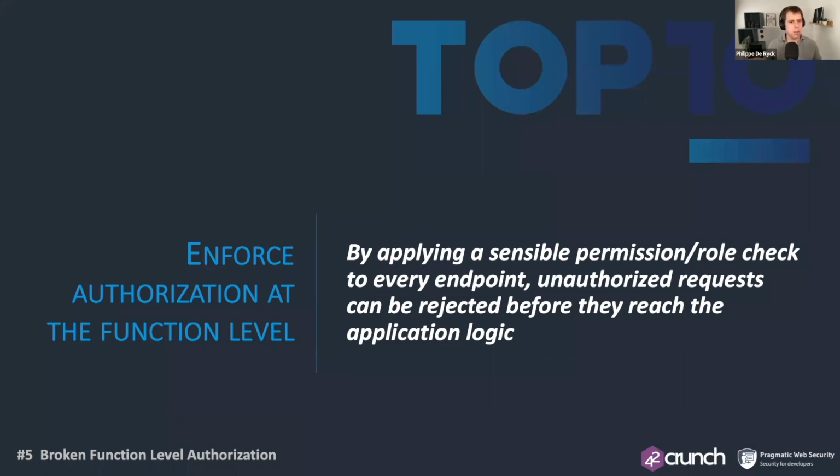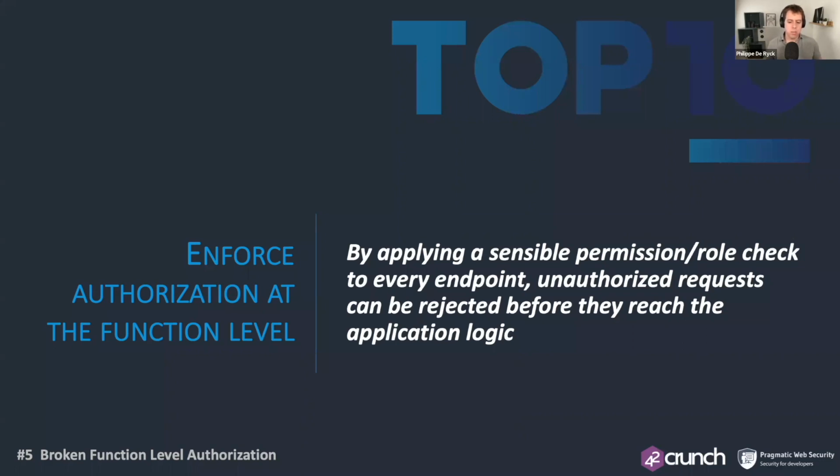Takeaway number 1. I have a couple of takeaways throughout the presentation here. The takeaway is to enforce authorization at the function level. So you have to apply sensible permission checks or role checks, depending on how you want to implement that. And that allows you to reject unauthorized requests before they even have to be processed. Meaning, if you, our host, are trying to delete a task and you don't have the permission to delete the task, then the system will be like, no, sorry, you're not allowed to call this endpoint. Go away. And that's essentially fixing function level authorization. All right.